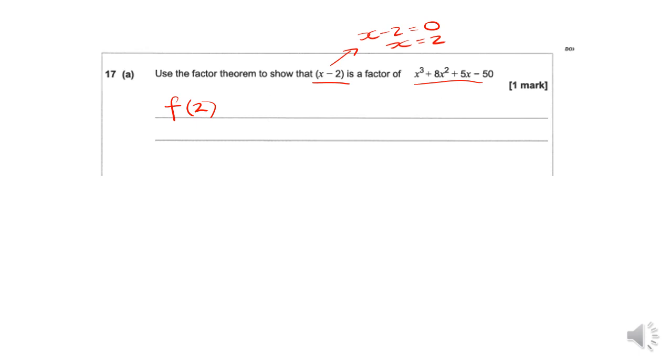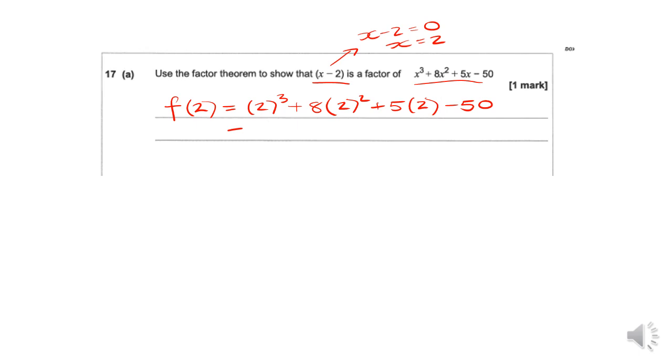So I'm going to substitute 2 into the expression. And if it's a factor, then I should get 0 out. So I'm going to go, right, I've got 2 cubed plus 8 lots of 2 squared plus 5 lots of 2 minus 50. So I'm effectively looking at the first 3 terms summing up to give 50, and then taking 50 off and getting 0.